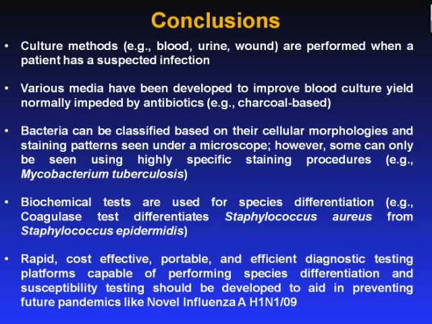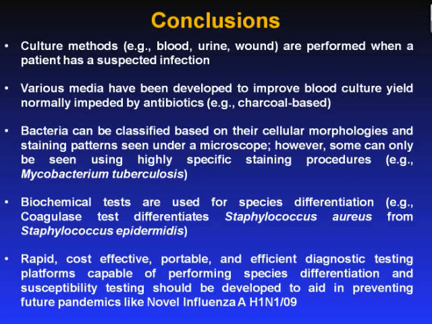In summary, traditional culture methods such as blood, urine, skin, and soft tissue cultures are performed when there is suspected infection. Although they exhibit slower therapeutic turnaround times, inhibition from antimicrobials, and sometimes greater potential for contamination, culture methods are available for detecting most bacterial, fungal, and viral infections.